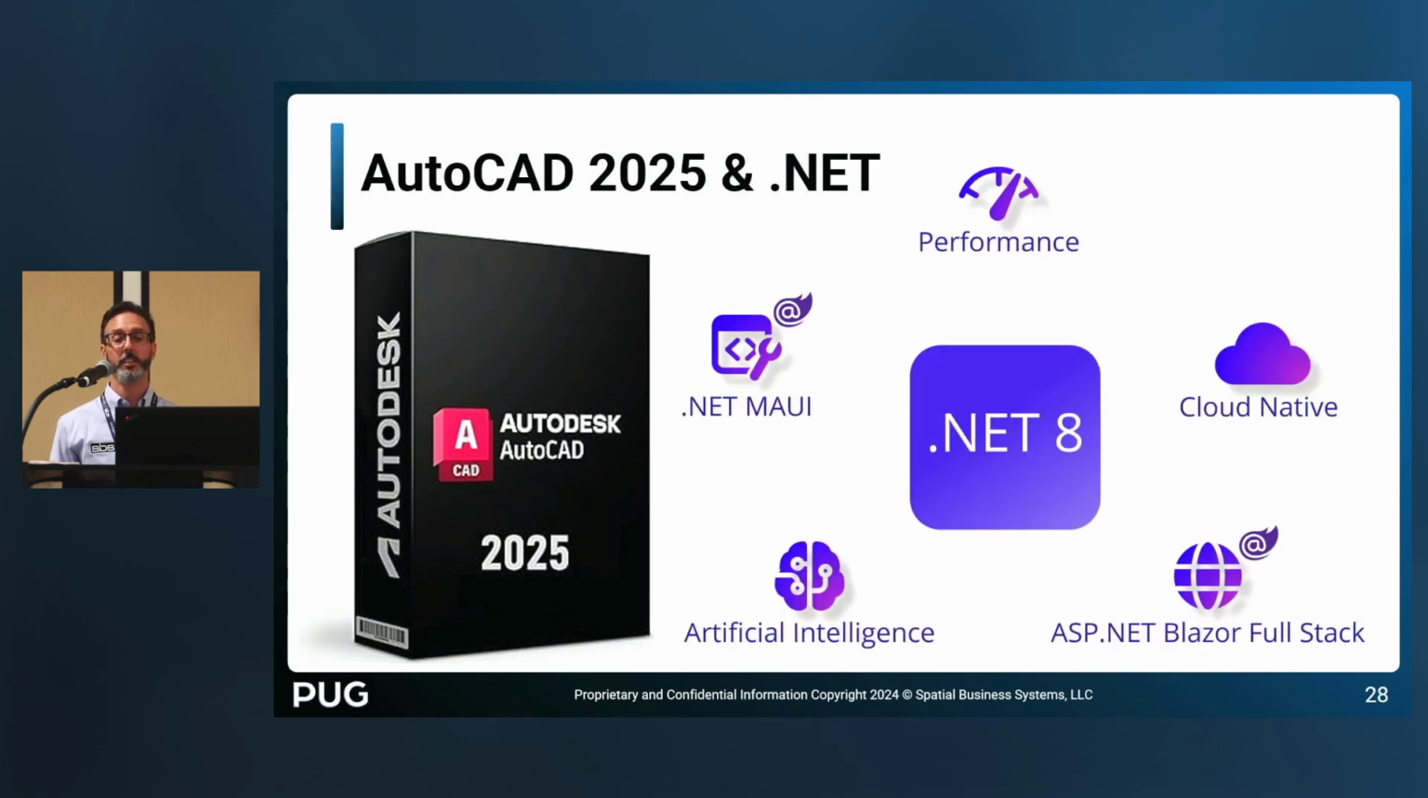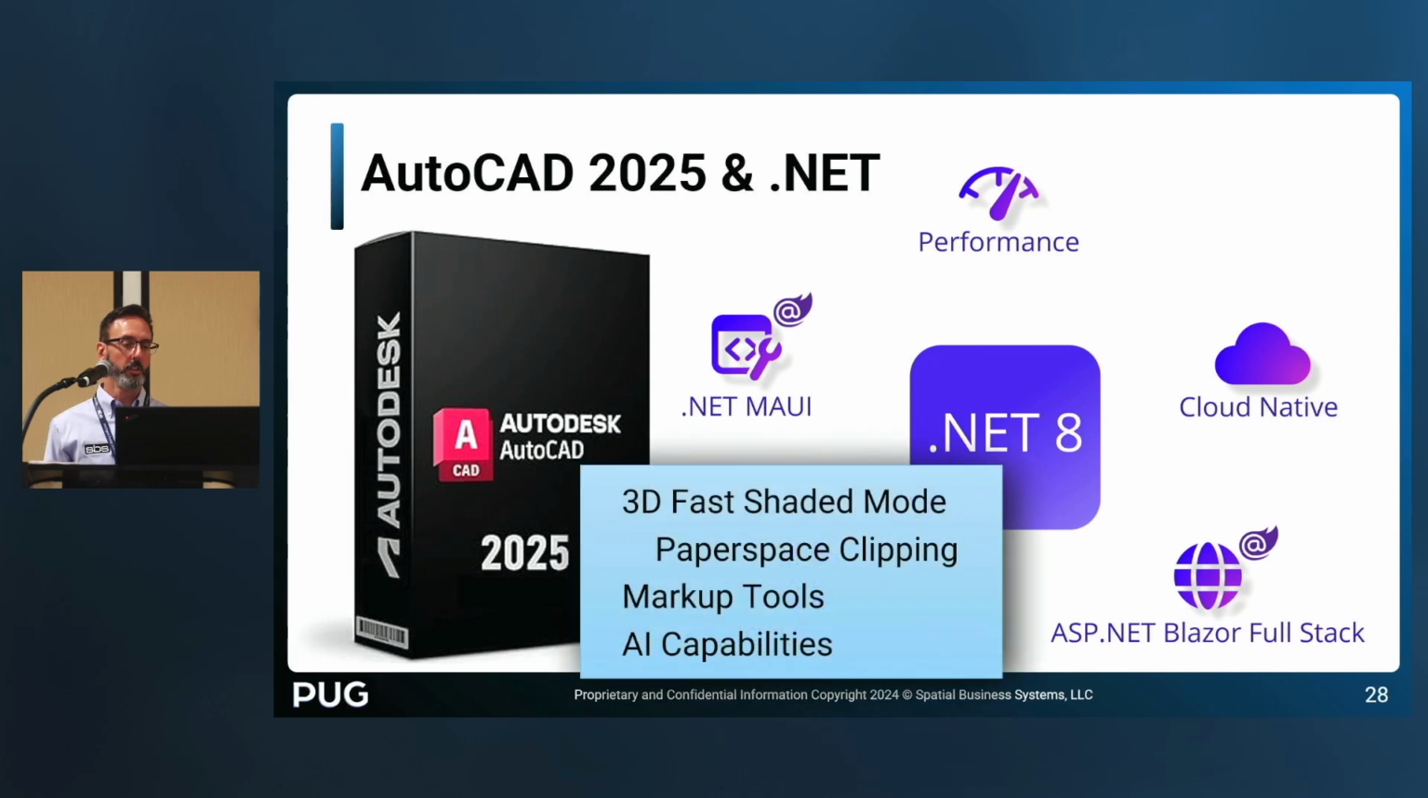And why is that? Because AutoCAD moved to .NET 8. So, there are version changes and then there are version changes. So AutoCAD shifted from .NET Framework.